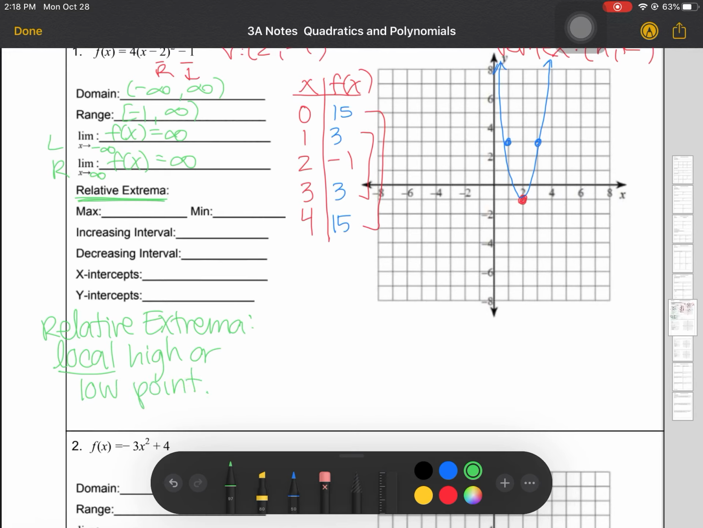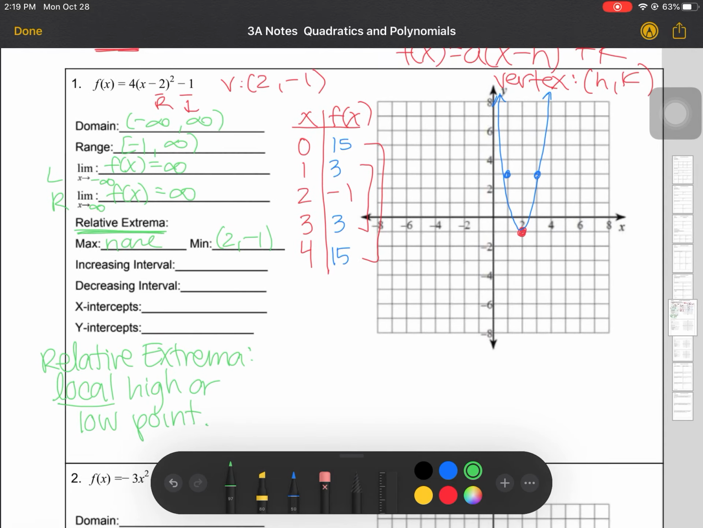It is not necessarily the highest point overall or the lowest point overall, but in that region, it is the highest or lowest. In terms of a maximum, we actually do not have one. There is not one point that is the highest of any nearby points. However, we do have a minimum, and that minimum value is my vertex. This is the lowest point overall. It's also the lowest point in the region. Your vertex will either be a max or a min, and so you'll have to figure out if it's a high point or a low point.